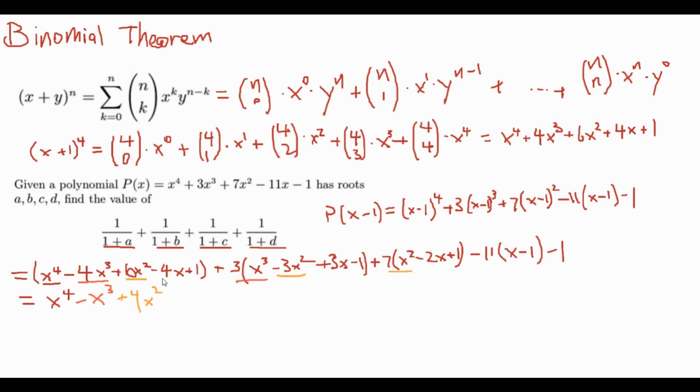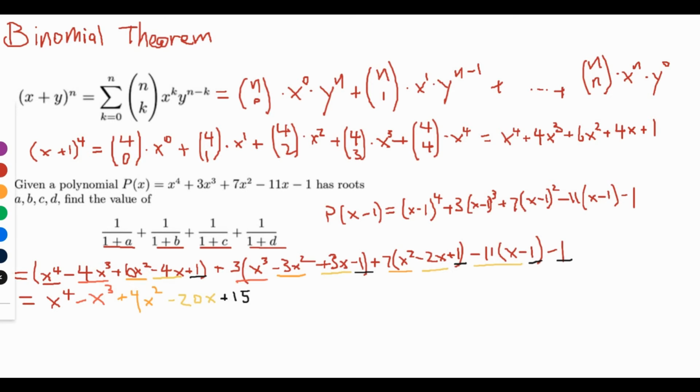Now we have linear terms. Here's a negative 4x plus 9x, that's just 5x, minus 14x, that's just negative 9x, minus 11x, well that's negative 9 minus 11, that's negative 20x. And finally, we have the constant terms. We have a 1 here, minus 3, that's negative 2, plus 7, that's 5, plus 11, that is 16, and minus 1, that is 15. So we have a plus 15.